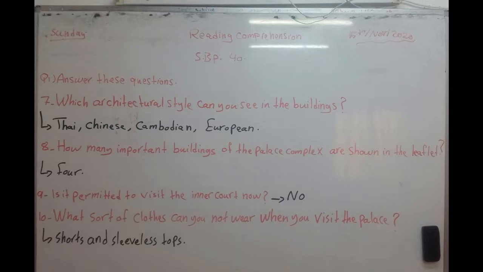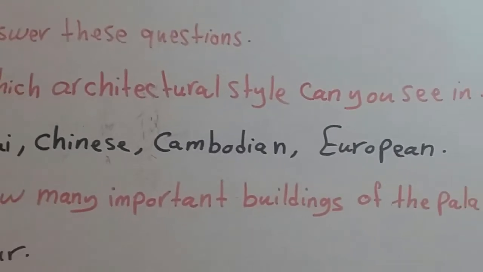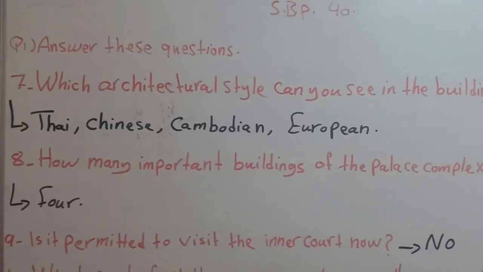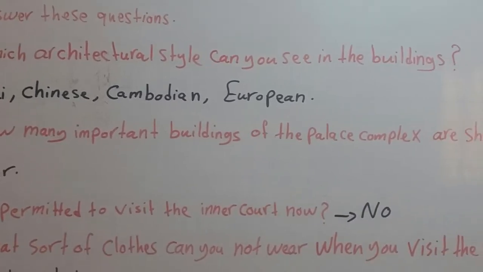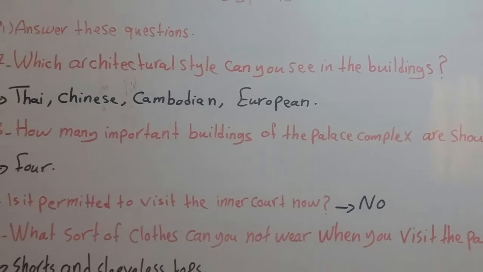9. Is it permitted to visit the inner court now? Permitted here means allowed. Is it allowed? مسموح to visit the inner court now? No, it's not allowed. You can find the answer on page 39 at the last paragraph or the last building. It says the inner court was the residence of the queen, the royal children, and their servants, and it is not possible to visit this part of the palace, so it's not permitted or allowed.